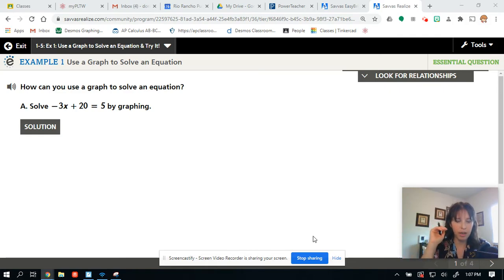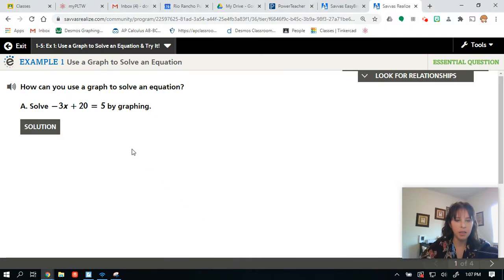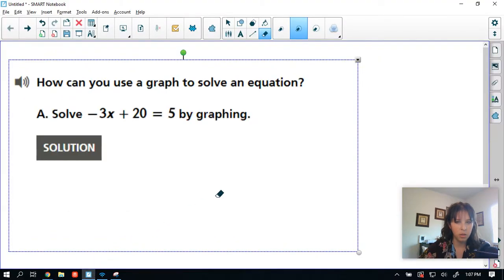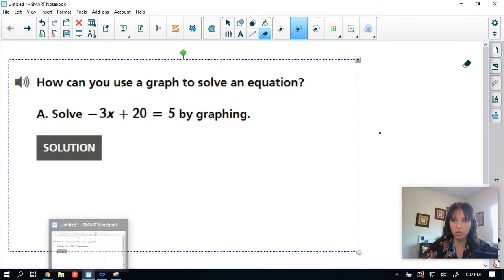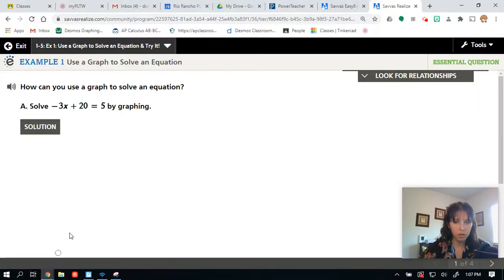So we're going to look at this equation: 3x plus 20 equals 5. Let me hide this. And then we're going to use the graph to solve this. The first thing I'm going to do is, this time we've talked about doing this by hand, but for this one, I'm going to show you Desmos.